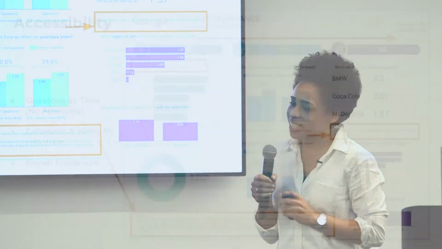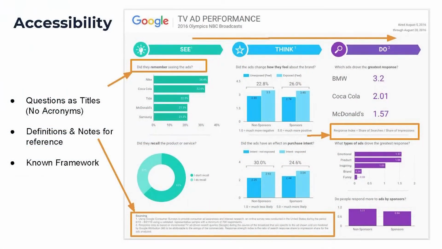Cool, an example, this is from Data Studio, one of their templates, but I think it illustrates a couple of those suggestions quite nicely. So questions as titles. So here it says, did they remember seeing the ad? Did the ads change how they feel about the brand? Which ads drove the greatest response?